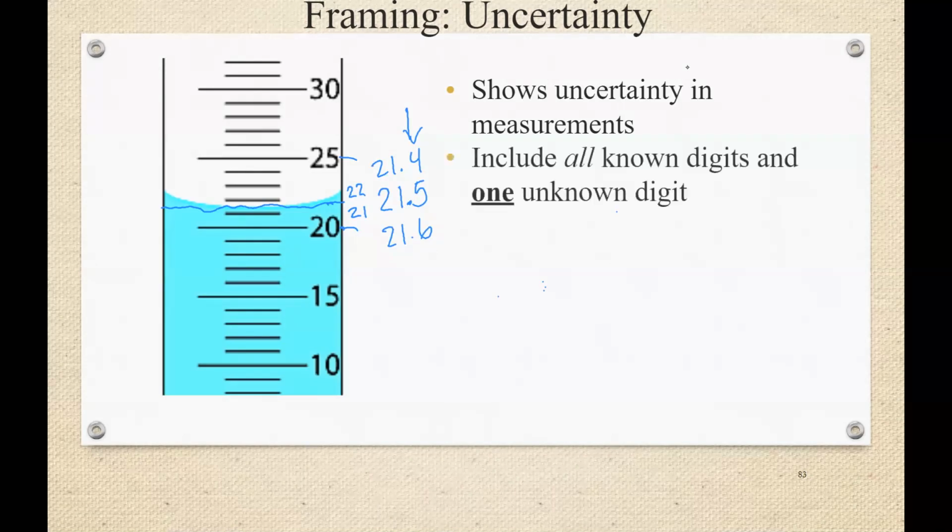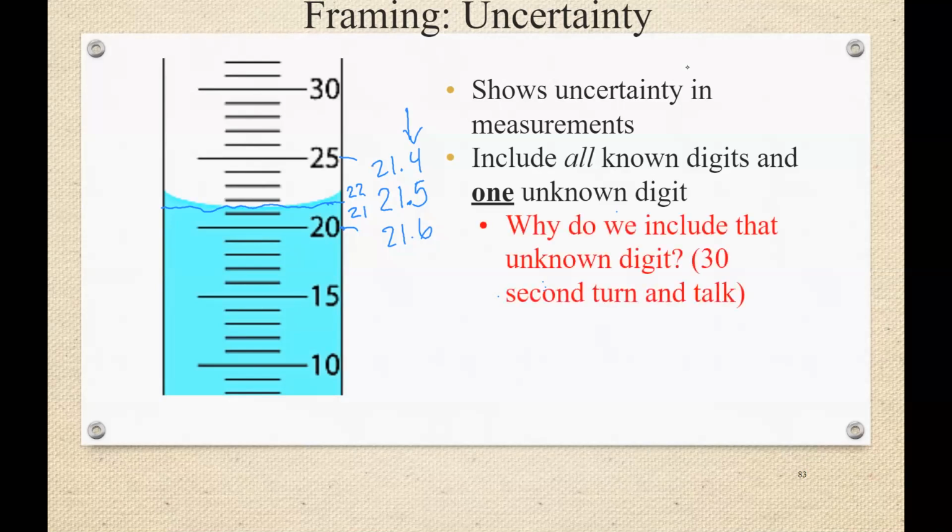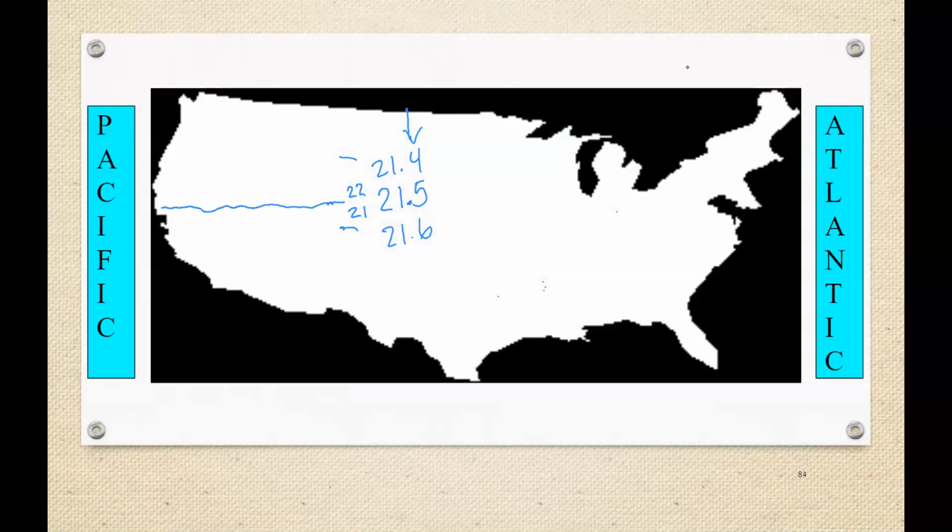Now, as I said, we're going to include all known digits. So we can read up to 21 and between it. So what we need to do is indicate that unknown digit, which is the one the arrow is pointing to. And we will talk about this in class through a discussion. Don't worry about turning and talking because you're obviously watching this yourself right now.